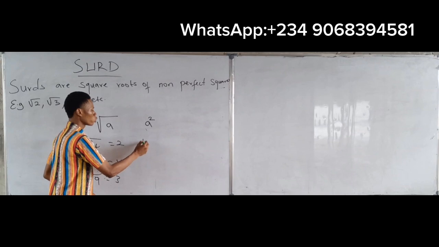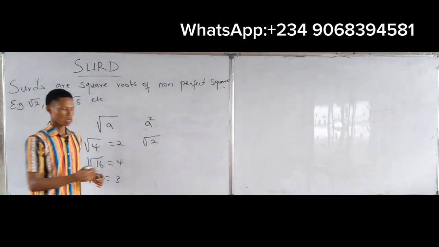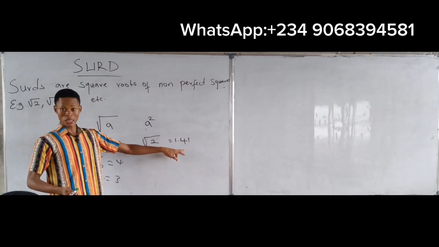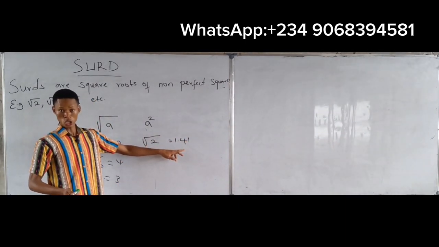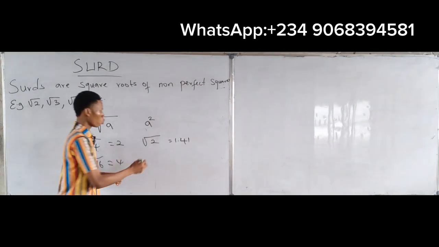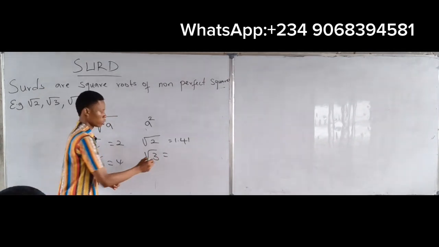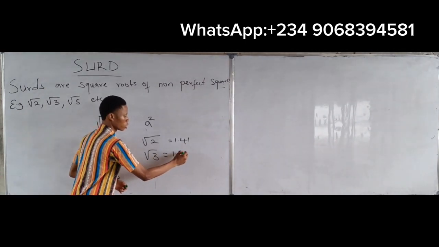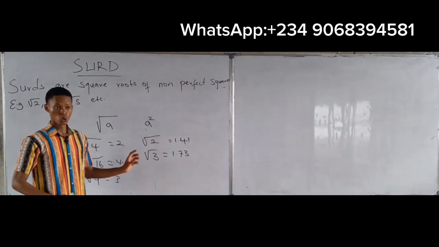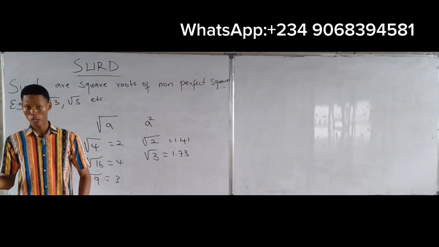Now, what is the square root of 2? 1.41. So the square root of 2 is 1.41. Is this a whole number? No, right? So is 2 a perfect square? 2 is not a perfect square. What's the square root of 3? 1.73. So is 3 a perfect square? No, right? Good. So we know the difference between a perfect square and a non-perfect square now.